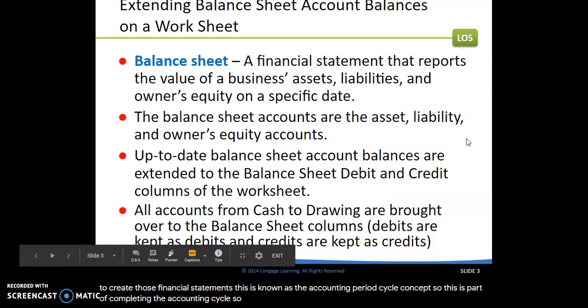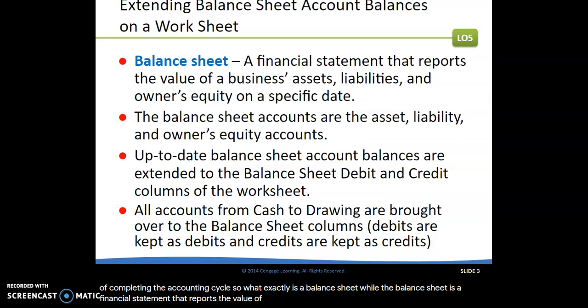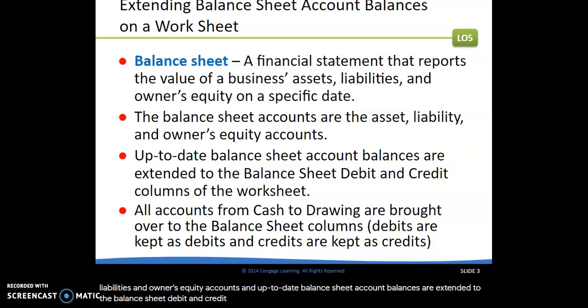So what exactly is a balance sheet? Well, the balance sheet is a financial statement that reports the value of a business's assets, liabilities, and owner's equity on a specific date. So if you think about your accounts, it's all of your 100, 200, and 300 accounts, or the assets, liability, and owner's equity accounts. In an up-to-date balance sheet, account balances are extended to the balance sheet debit and credit columns. So you're basically taking all of your account balances that you had in your trial balance columns and moving them over to the balance sheet columns.